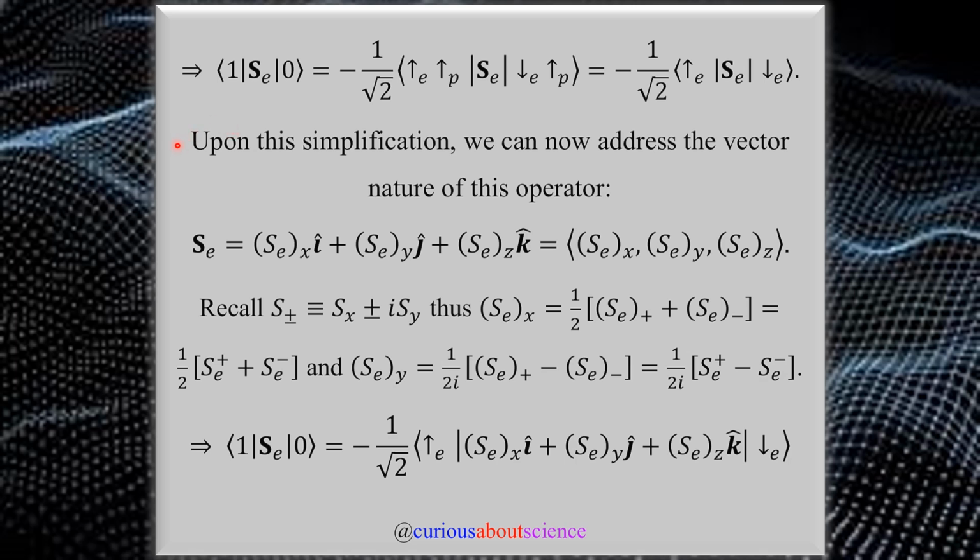So moving forward, upon this simplification, we can now address the vector nature of this operator. So the dipole here is broken down component-wise. So you have the electric dipole in the x, y, and z directions. Put that in the angle bracket notation, not to be confused with the inner product. And then recall that we have the raising and lowering operators that can combine to make us the S_x and S_y components.